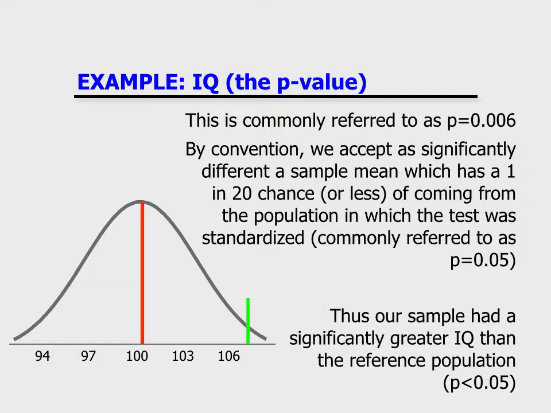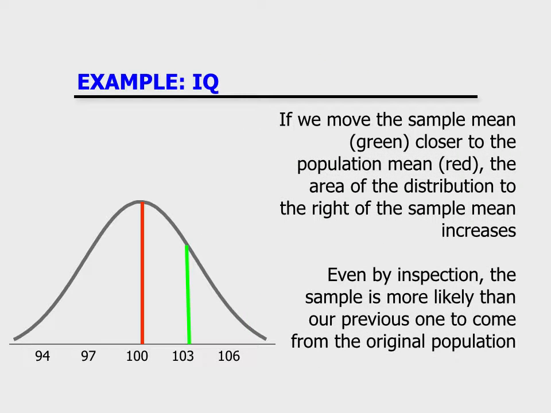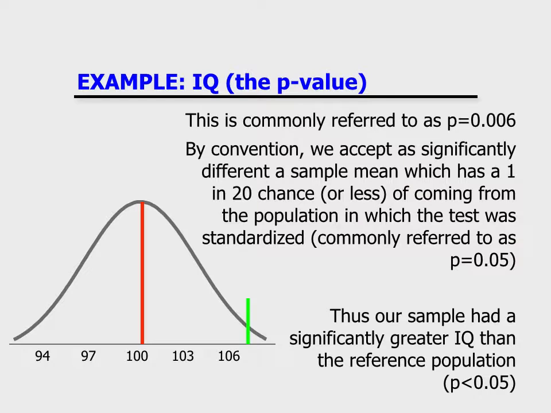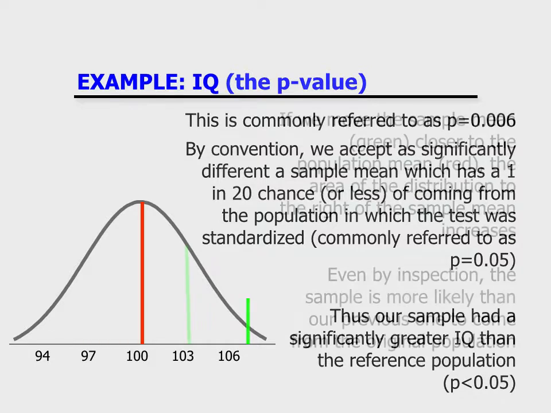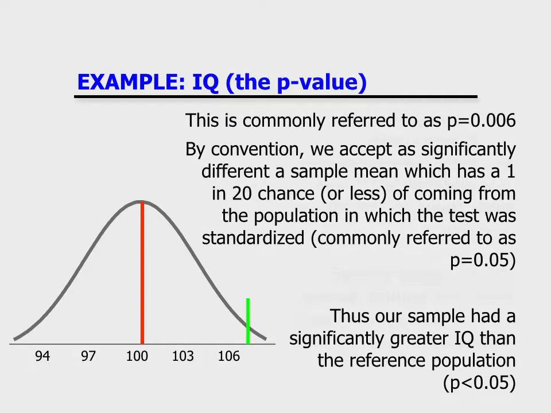So we'll look at how that p-value also speaks to not only statistical significance, which in this case is what we're looking at, but also clinical significance, real-world significance. Now, let's say we take our sample mean, our green line, and we move it closer to the red. If we move the green line closer to the red, we look at the area of distribution to the right of the green line, and we see that that area really increases. Again, take a look at the green line as we move it, and you see that the area goes up.